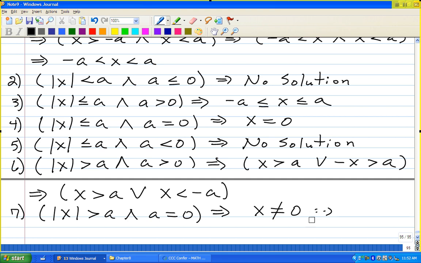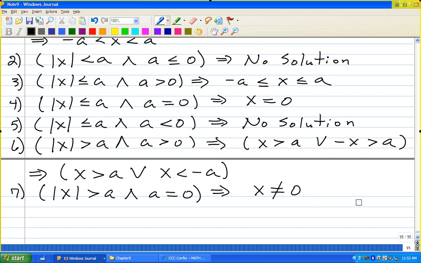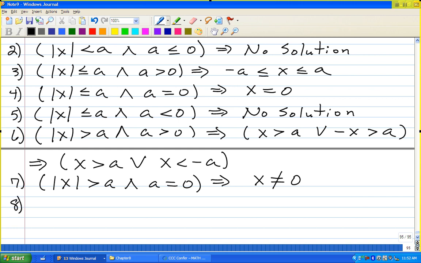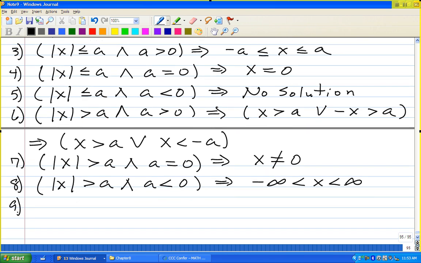Well, let me do the next one. Suppose I have the absolute value is greater than a negative number. Well, certainly all absolute values are greater than negative numbers. And so x is just all real numbers. Okay, so that's greater than. Let's do greater than or equal to.